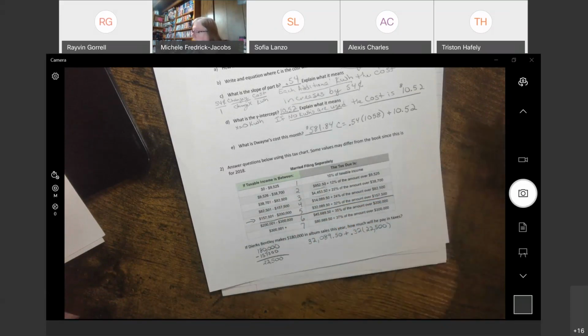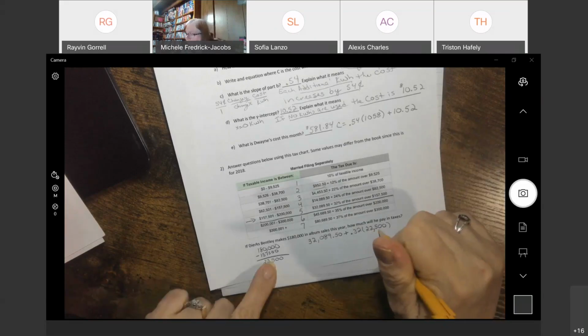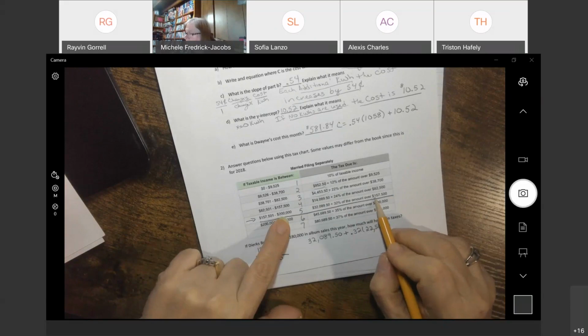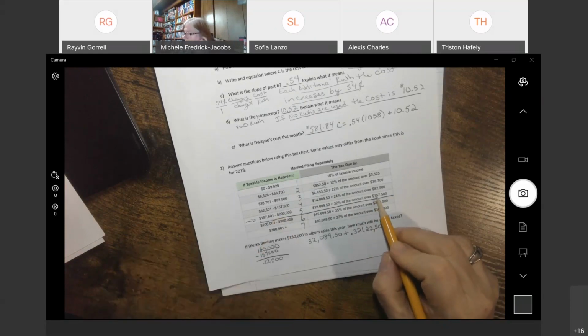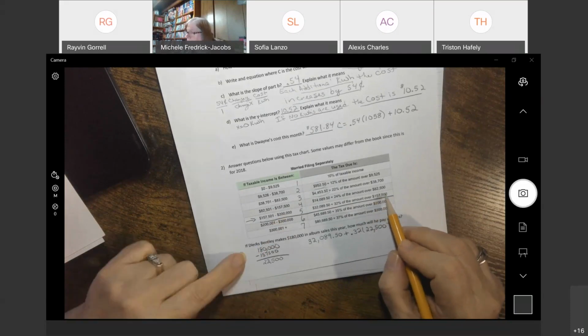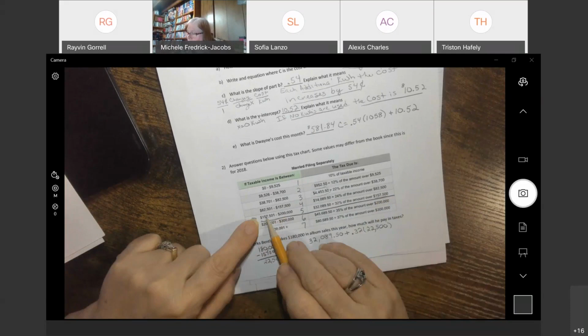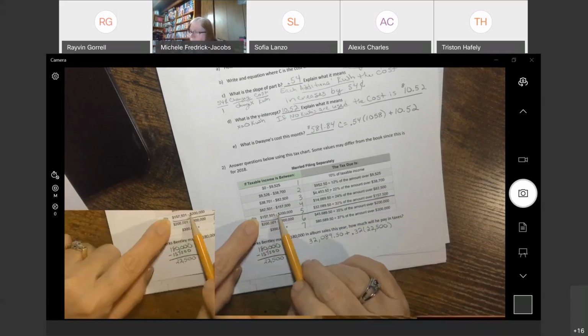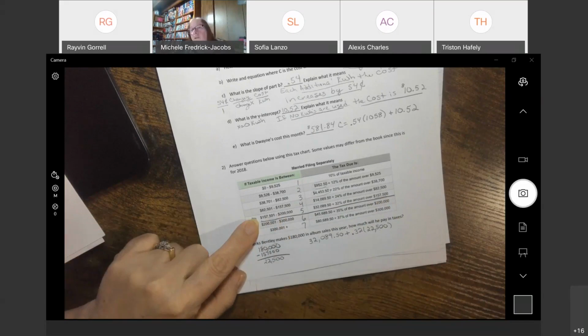Wait, so what does 22,500 represent? It's the amount over the 157,500. So that's the amount over it. Oh, that's how much more he's making. Yeah. How much more put us into this bracket? Oh, and then you're paying taxes on that.